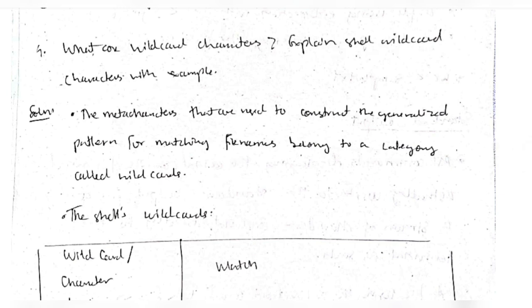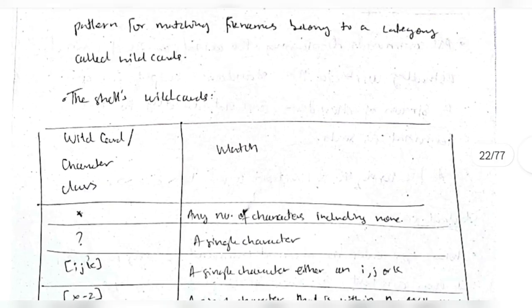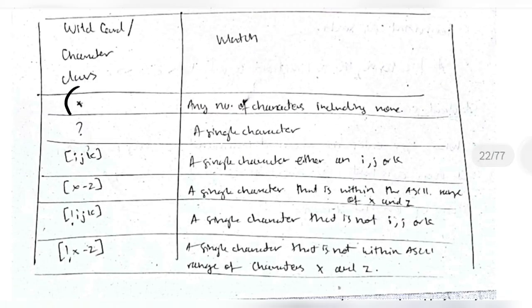Okay, wildcard is just for doing the pattern matching. Here we have the wildcard characters: star, question mark, [ijk], [x-z], and not ijk, not x to z. Let me tell you the differences between each of these. Star matches any of the characters 0 or more times, question mark matches 0 or 1 time, a single character, and this one matches either i, j, or k, and this one matches the characters from x to z.